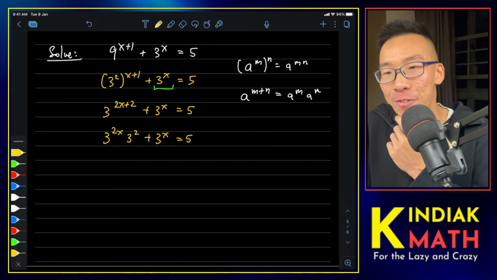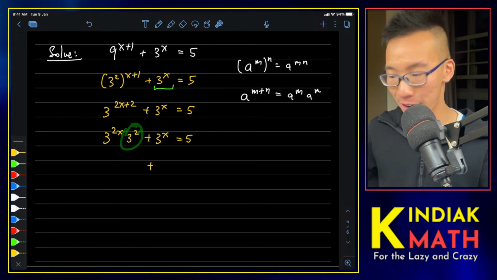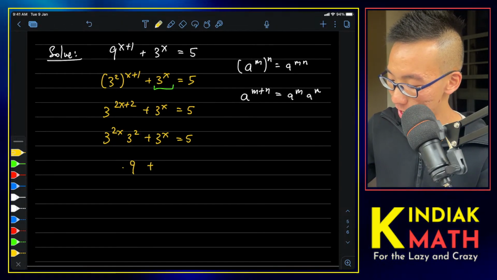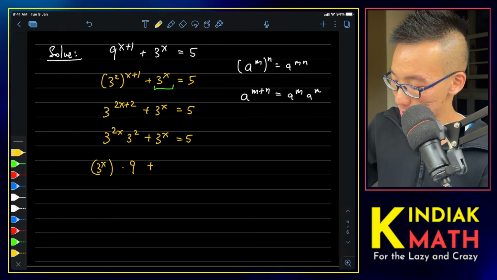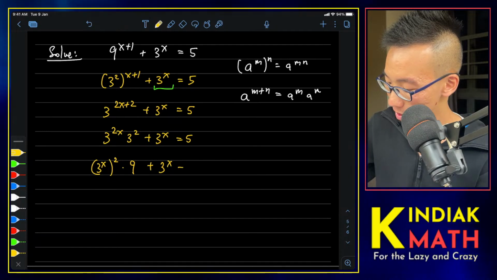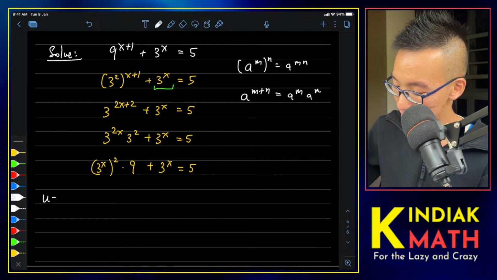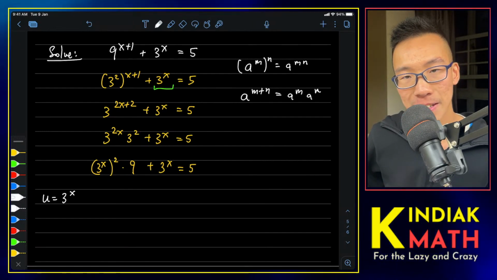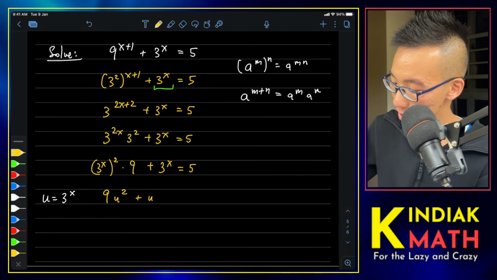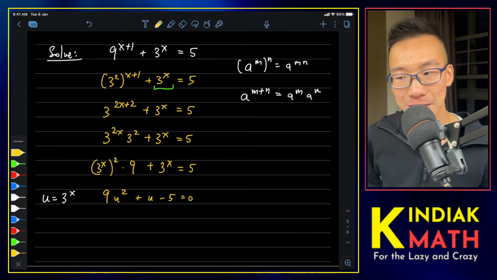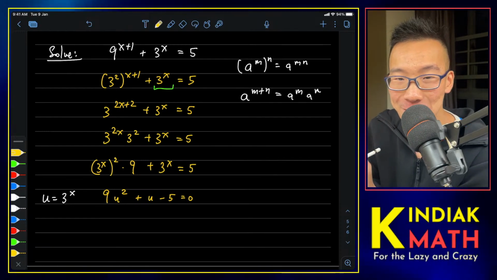So what that looks like for us over here is that this 3 to the 2 simplifies to 9. Very nice. And 3 to the 2x simplifies to 3 to the x all squared. The reason for that is because if we now let u equal 3 to the x, this equation can simplify to 9 times u squared plus u minus 5 equals 0. Which looks just like a quadratic equation which we can solve.